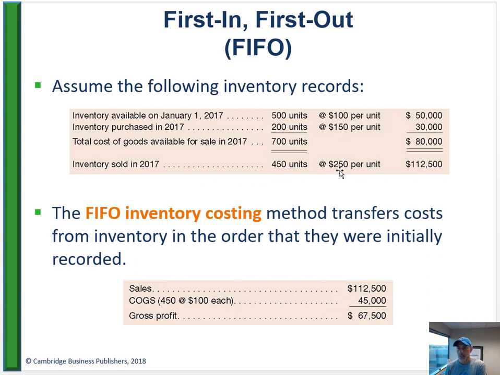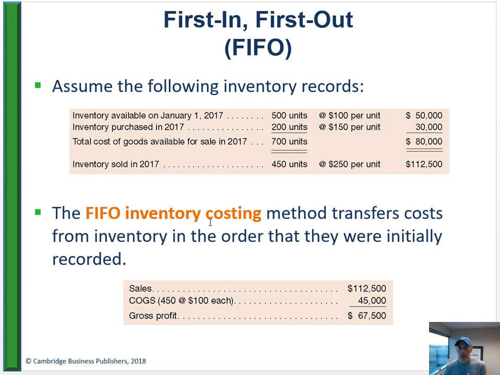The selling price was $250, so our sales revenue was $112,500. Now, don't get confused by the selling price. I see this as a common error, and it gets me too. The selling price generates revenues and doesn't have anything to do with what we cost the inventory at.